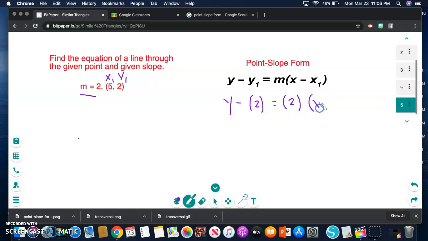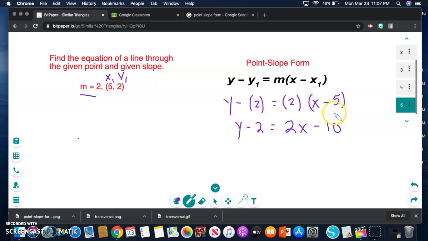We do not have an x, so we're going to write x, but we have x minus, and x1 is equal to 5 according to all of the information that we're given here. So let's go ahead and continue to simplify both sides of this equation. So you have y minus 2 is equal to, so here this is where we use the distributive property. So 2 times x is going to give us 2x. 2 times 5, which is the same as saying 2 times -5, is going to give us a -10.